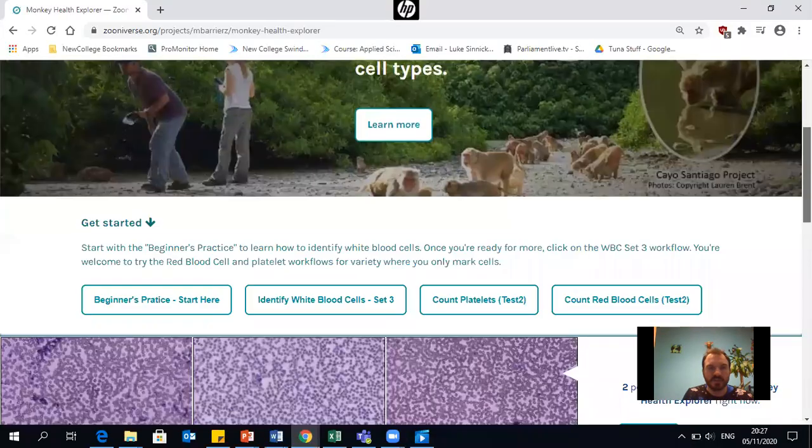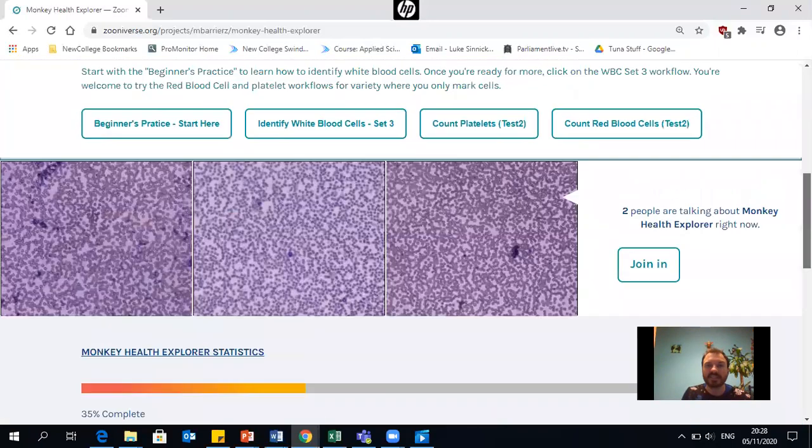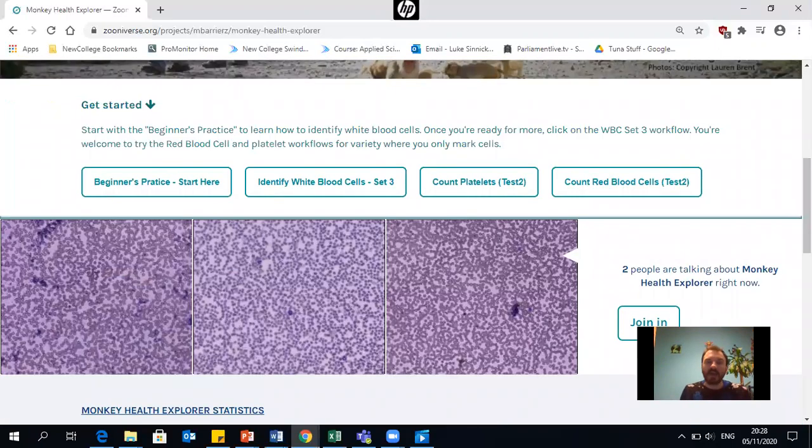And so again, just to show you, it tells you how many other people have been doing this. So actually, 4,000 other people have been doing this task, and together, collectively, they've identified 93,000, almost 100,000 individual slides like those ones I just showed you. So this builds up a huge network of different information, which helps scientists to give a baseline for how the monkey's blood normally has a sample of different white blood cells.